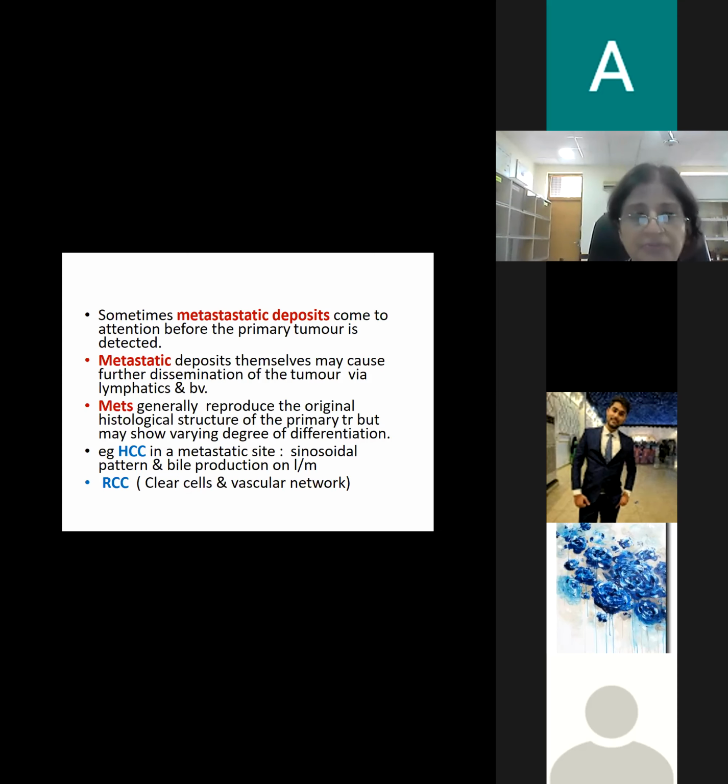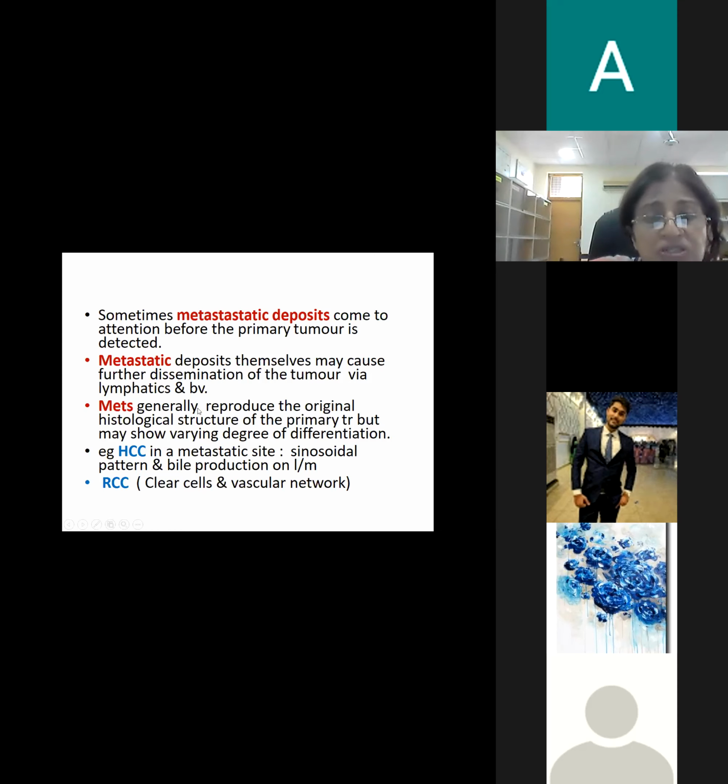And the metastatic deposits, if you examine them histologically, they generally try to reproduce the original histological structure of the original primary tumor. But they may show varying degrees of differentiation. They may become poorly differentiated, they may become undifferentiated. But generally speaking, they try to maintain the original histological structure of the primary.